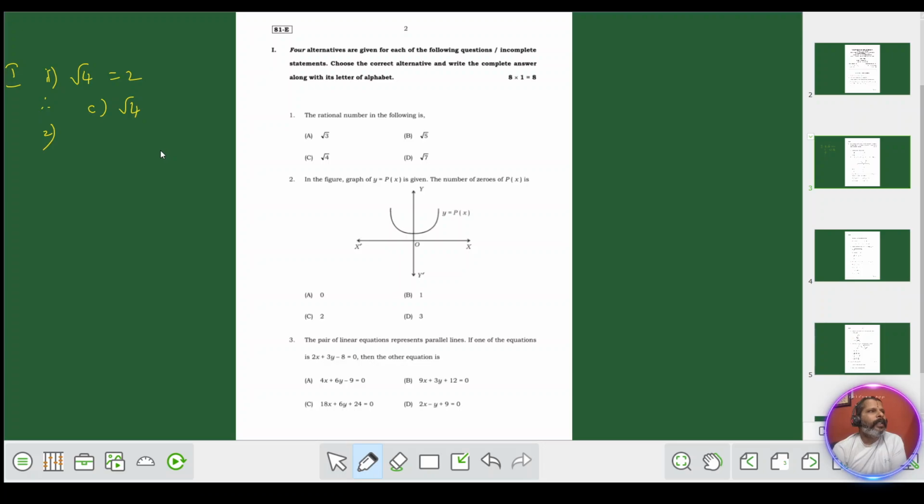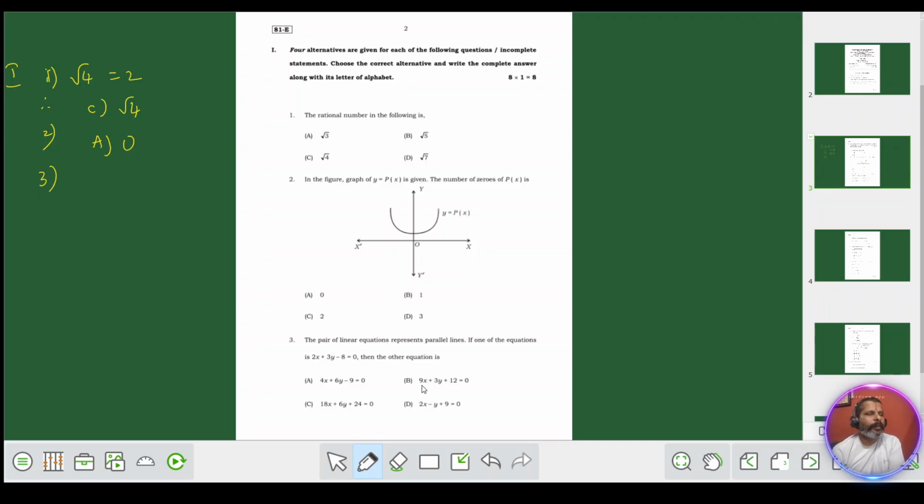In the figure, P of x given below, number of zeros. See, for a graph to find a number of zeros, it should intersect the x-axis, horizontal axis. If not, then it will not have zeros. It will not have zeros at all. So number of zeros is 0 here because the graph is not intersecting x-axis at all.